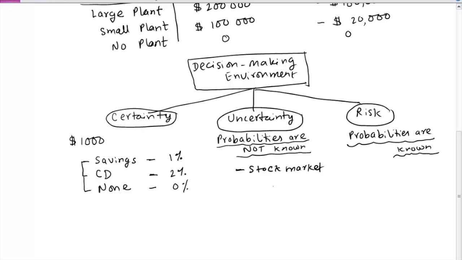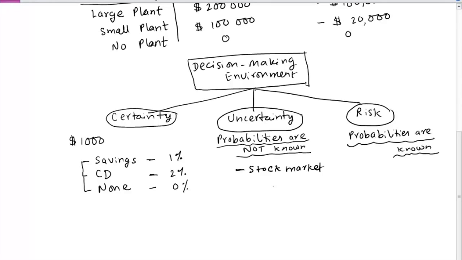A lot of uncertainties exist, and there are so many variables impacting the stock prices that it is almost impossible to attach a probability value to the stock market. So in that situation, obviously, we make decisions under uncertainty.